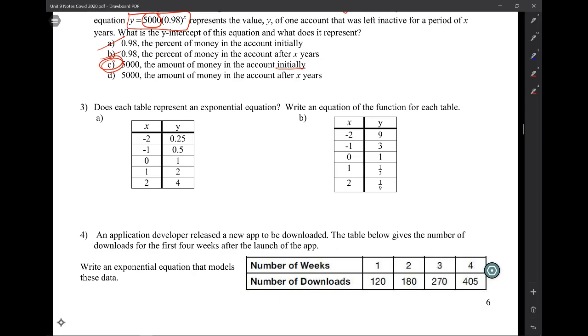Does each table represent an exponential function? So we're basically going to say yes or no. And then can we write the equation of the function for each table? So let's take a look at letter A.